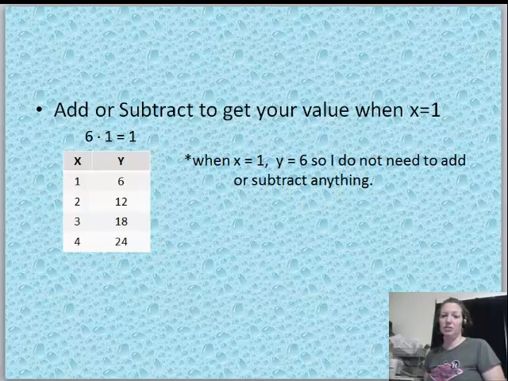On the next page, add or subtract to get your value when x equals 1. Well, when x equals 1, y equals 6, so I do not need to add or subtract anything. So you could put plus 0 here if you wanted to, but you don't have to write anything.